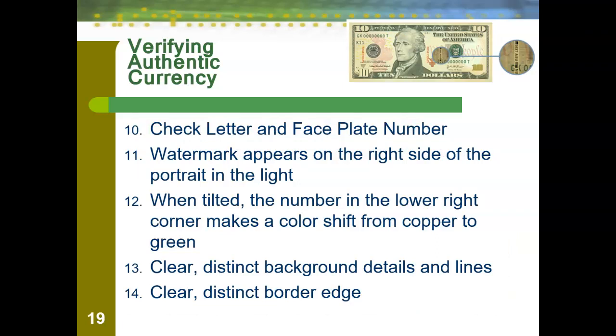Watermark appears on the right side of the portrait in the light. When tilted, the number in the lower right corner makes a color shift from copper to green. Clear, distinct background details and lines, and a clear, distinct border edge.